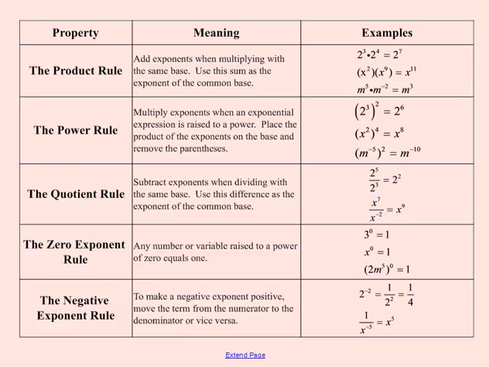That brings us to the zero exponent rule. Any number or variable raised to a power of 0 equals 1. 3 to the 0 power equals 1. X to the 0 power equals 1. 2m to the 5th. We have an exponential expression here being raised to the 0 power, it equals 1.